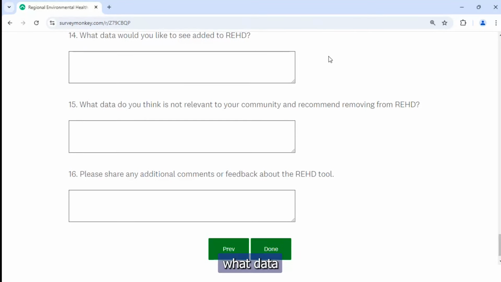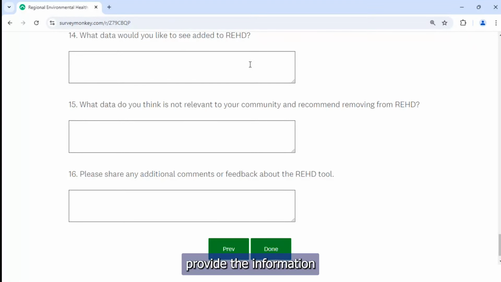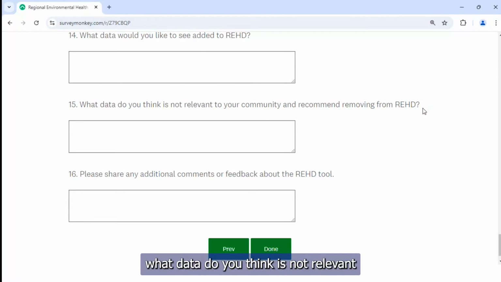And question 14, what data would you like to see added to RED? Please provide the information in the box provided. And then number 15, what data do you think is not relevant to your community and recommend removing from RED? Please specify in the box provided.